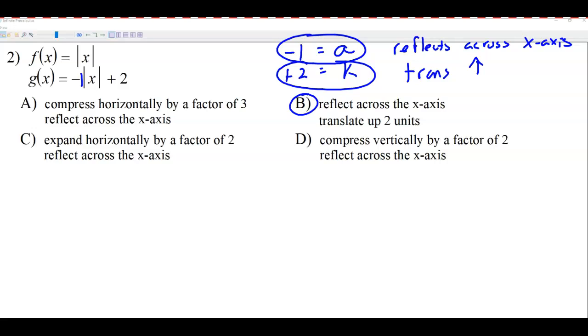Yeah, okay, so since the A is negative, it will compress vertically. Right. And it would go across the A. Okay, so you think there's a compression? Yeah. Okay. Yes. All right.